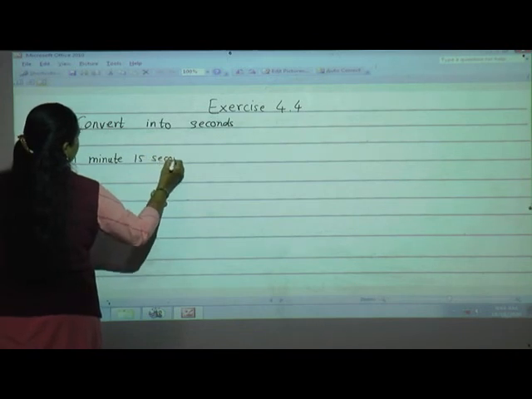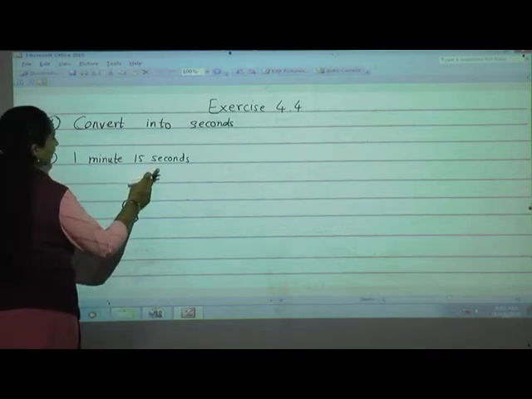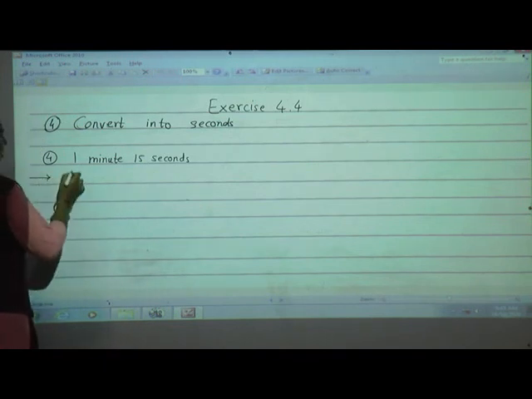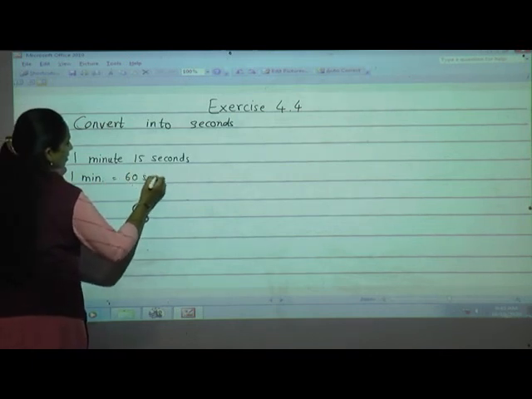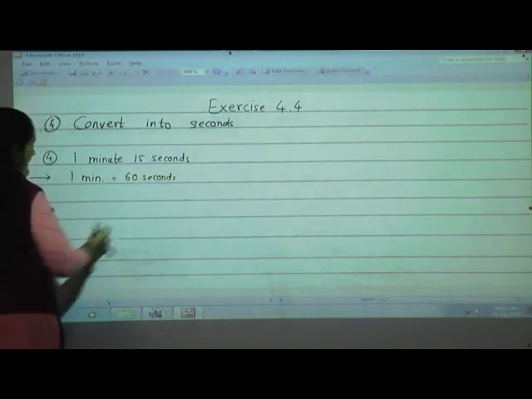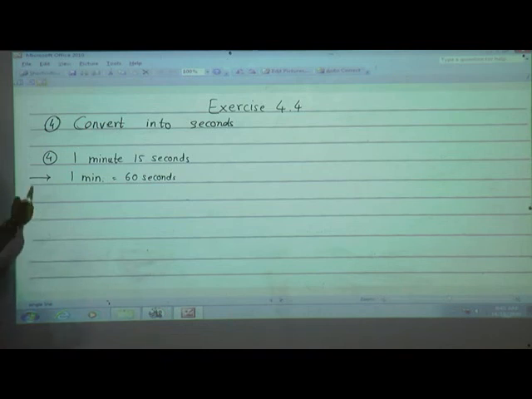15 seconds. See, 1 minute 15 seconds. Now here what we have to do? First they had given minute also and seconds also. 1 minute is equals to 60 seconds. You know that. Okay. Now so already 1 minute is equals to 60 seconds. So no need to multiply anything.